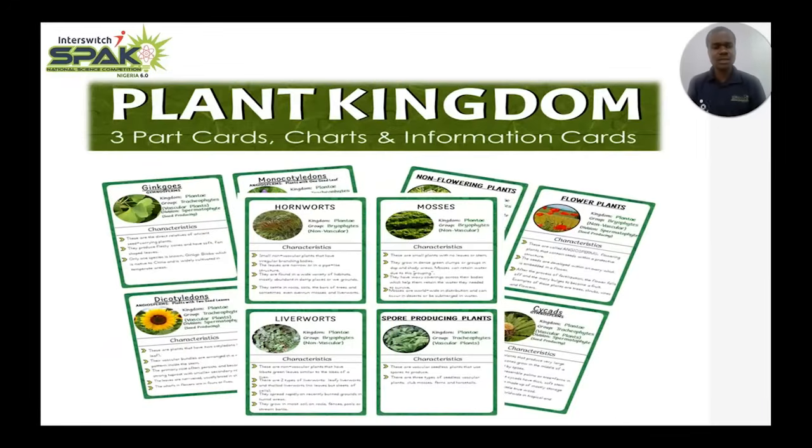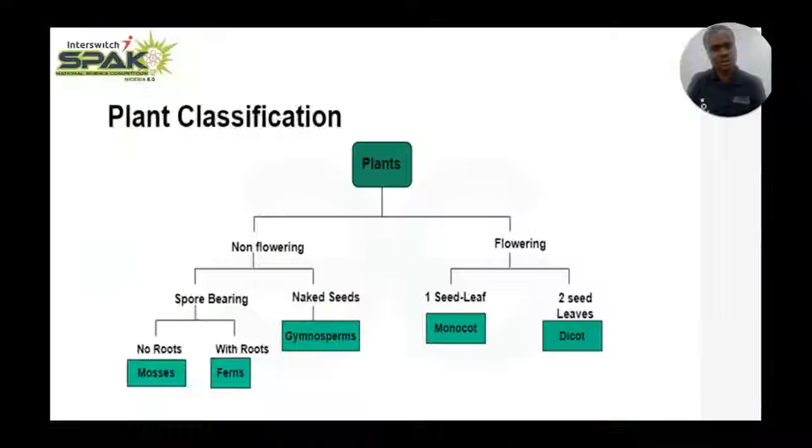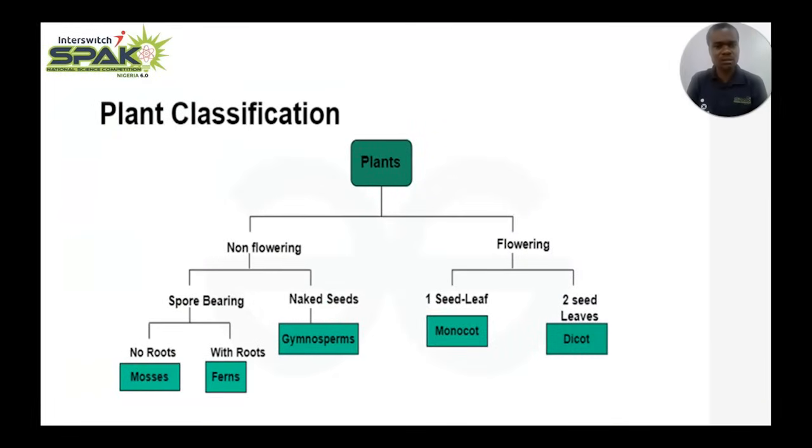Now, under the kingdom Plantae, you have this chart because you have various categories of individuals. Let's go and check it out. Under the kingdom Plantae, you have them grouped into non-flowering plants and flowering plants. Under the non-flowering plants, you have those that bear spores, and those that do not bear spores, those that have a naked seed. Then we have those that have true seeds, the flowering plants.